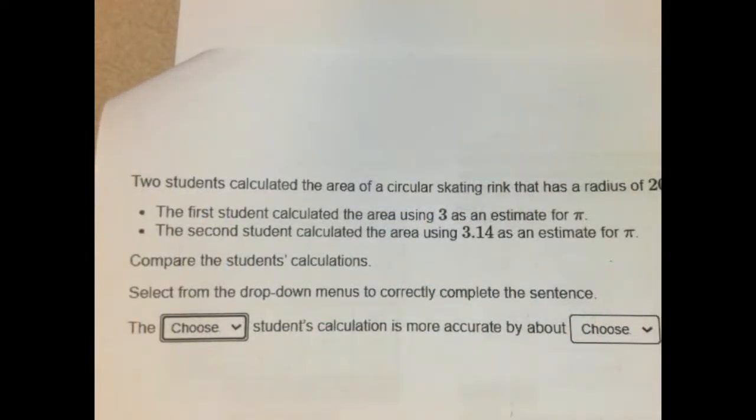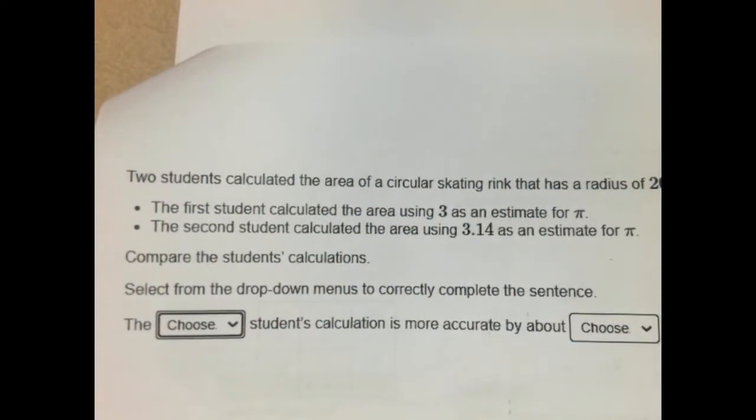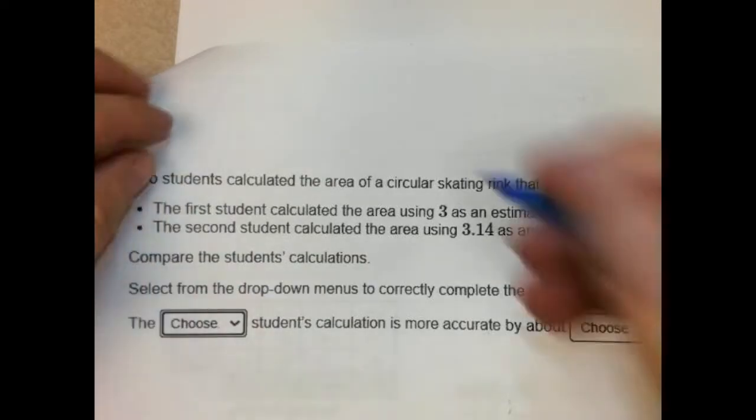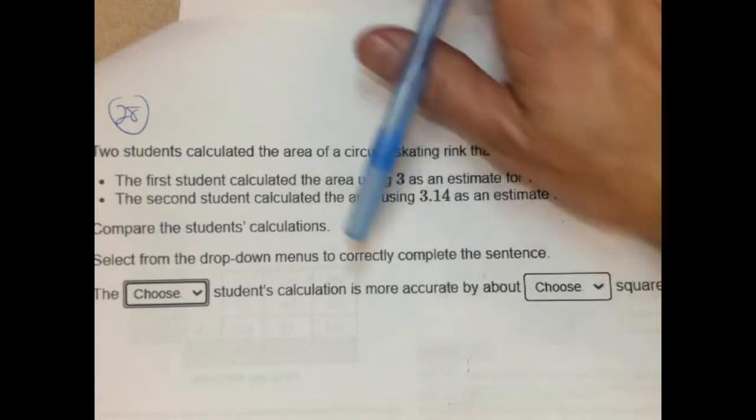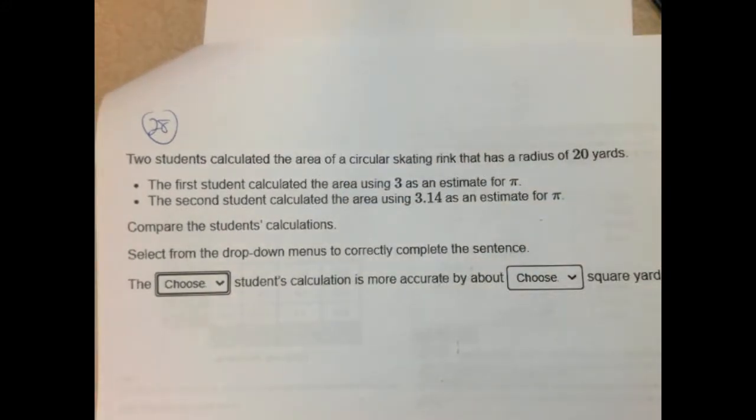All right, number 28. Two students calculated the area of a circular skating rink that has a radius of 20 yards. The first student calculated the area using 3 as an estimate for pi. The second student calculated the area using 3 and 14/100, or 3.14, as an estimate for pi. Compare the students' calculations, select from the drop-down menus.